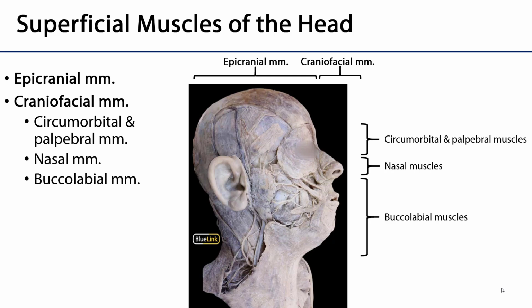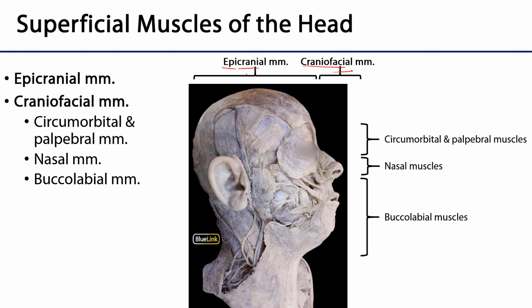The epicranial muscles are those muscles which are upon the cranium, and the craniofacial muscles are those muscles of the cranium but associated with the face. The craniofacial muscles can be grouped according to the orifice that they control.